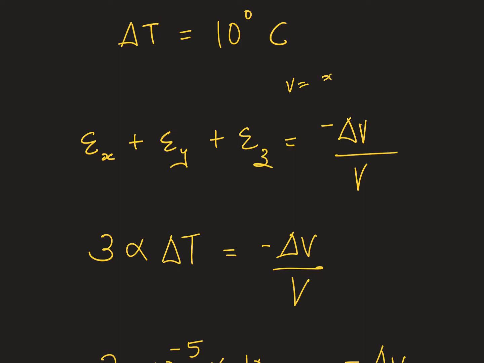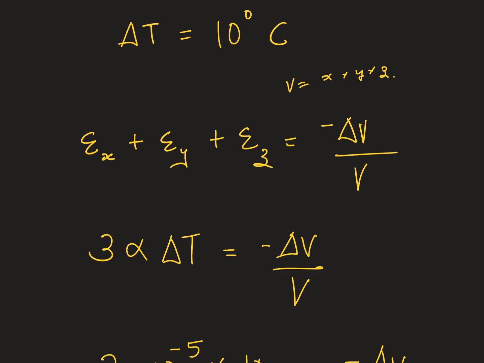Even if that was not the case, let's say the volume is a product of three quantities, then dV by V will simply be a summation of dx by x plus dy by y plus dz by z. I can write it in a far neater way, I guess.